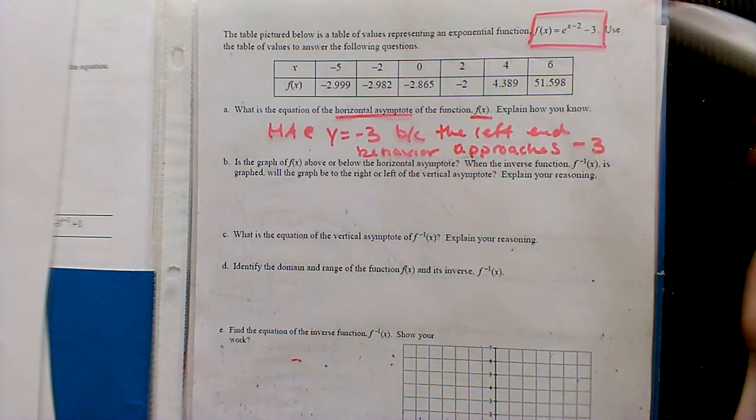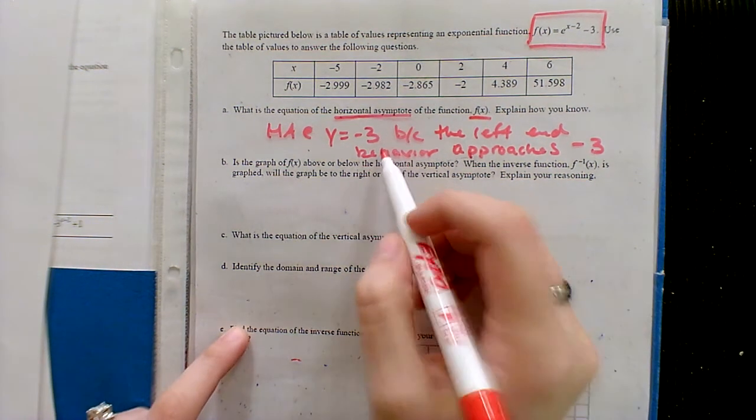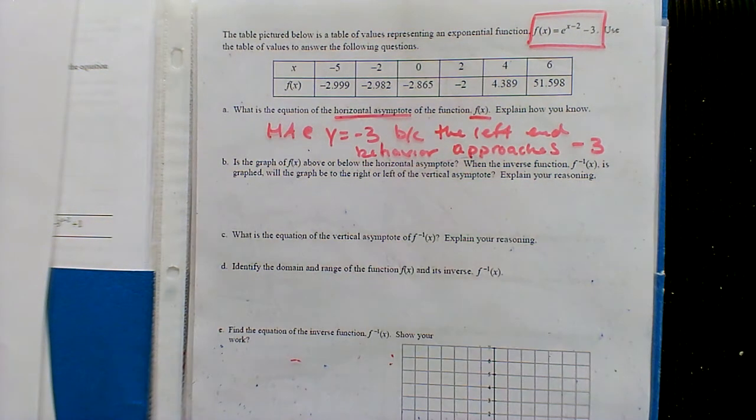At the end, that C value, right, -3 on the end. So you could have said because of the left end behavior from the table, or you could have said the C value from the equation. Okay, either way, it's still the same idea or same number.